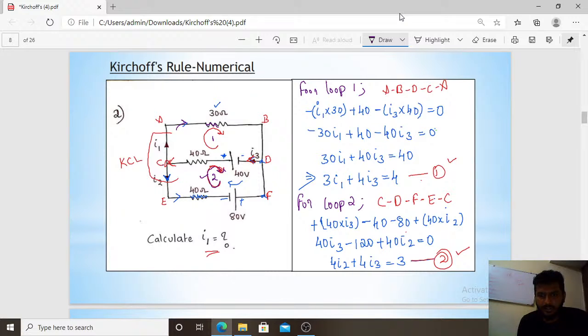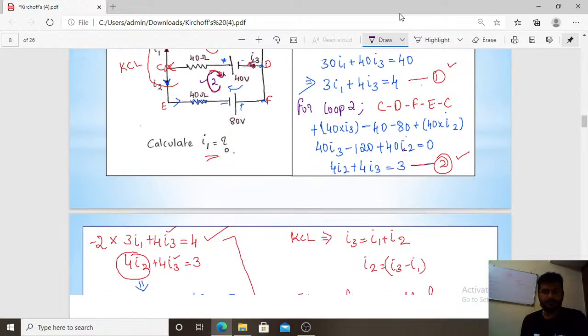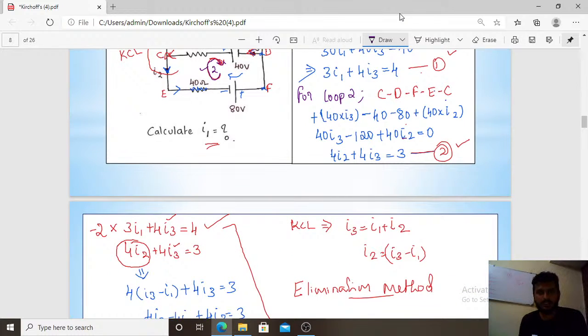So I can write 4I2 plus 4I3, that is equal to 3. 40, 80, 120, good, 3. So we got two equations. I have written two equations, 3I1 and 4I3. So similarly here also.